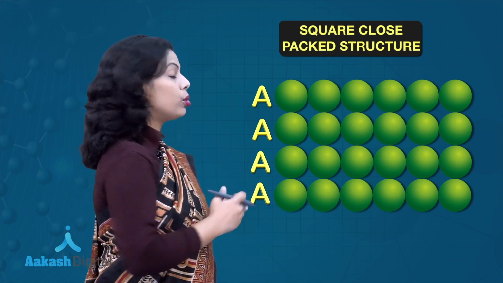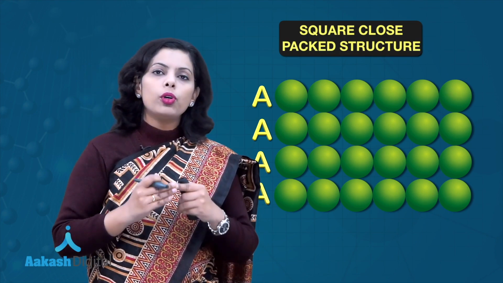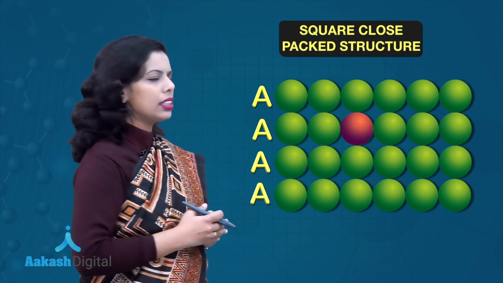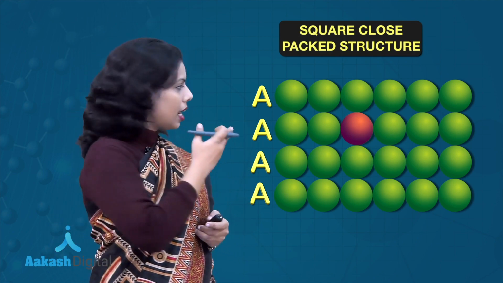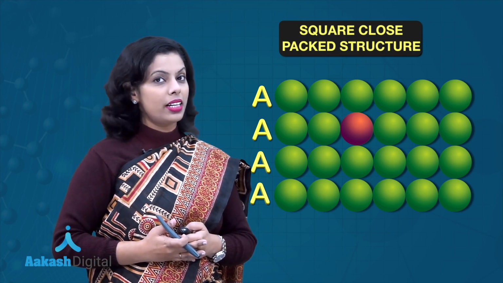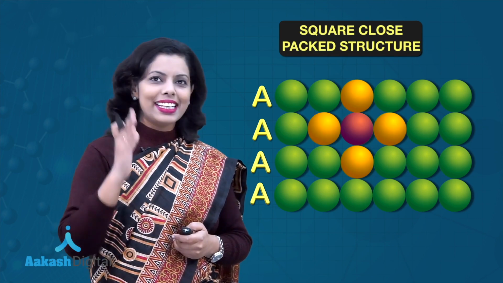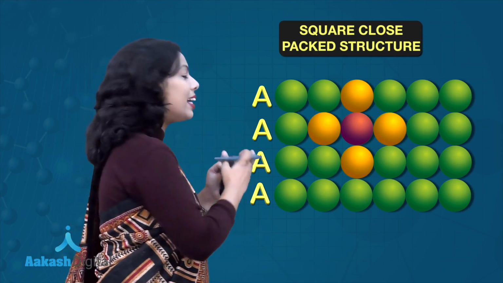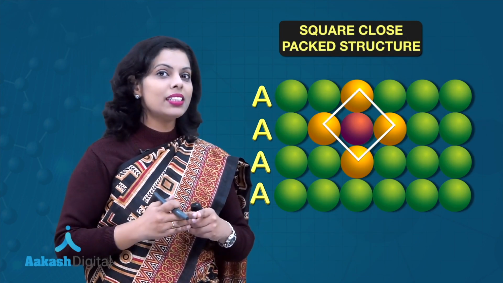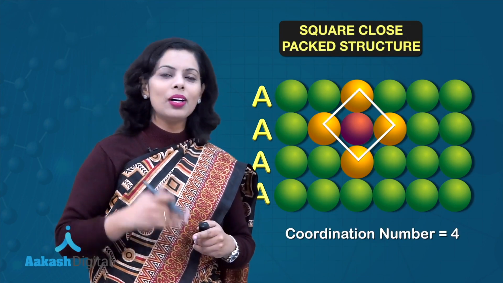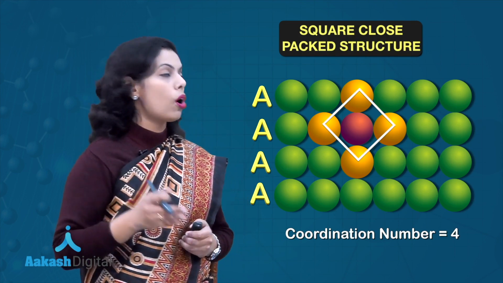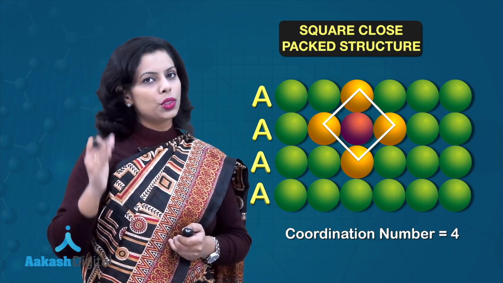Now again, I just want to ask a question. Suppose I am talking about a single sphere which is present here. Say that particle is given here, and you just identify how many particles are there in direct contact with it. Yes, these are 4 particles which are in direct contact with this sphere. It means nearest neighbors 4, coordination number also 4. So you can easily identify the coordination number in case of square close packing, that is 4.